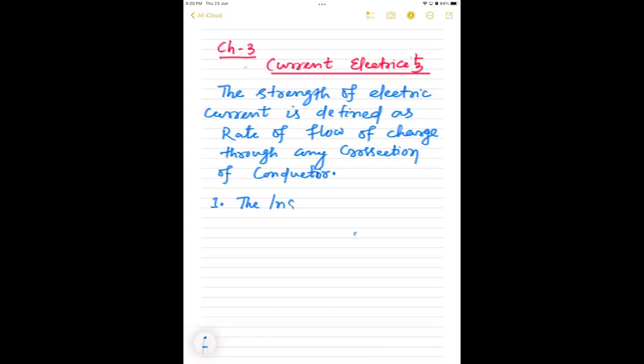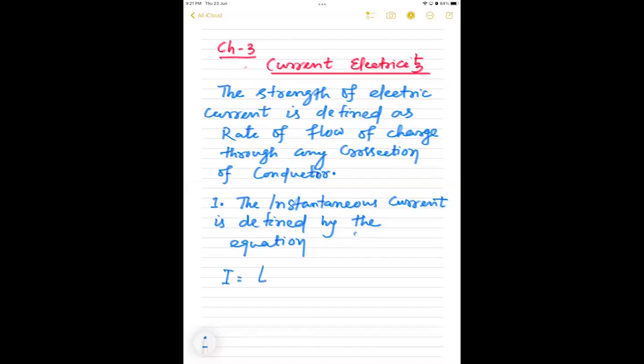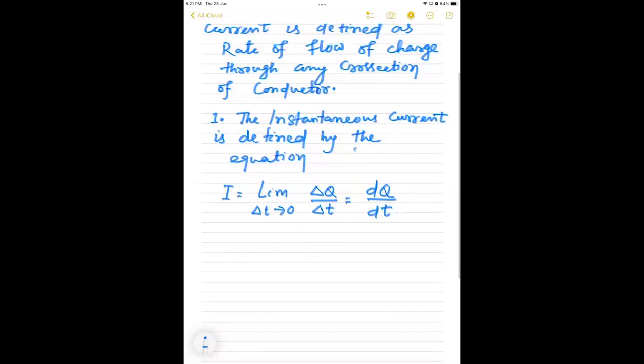The instantaneous current is defined by the equation I is equal to limit delta t tends to 0, delta q by delta t, the change in charge by delta t. In differentiation we write this as dq by dt. Do you remember or not? So this is the expression for instantaneous current.